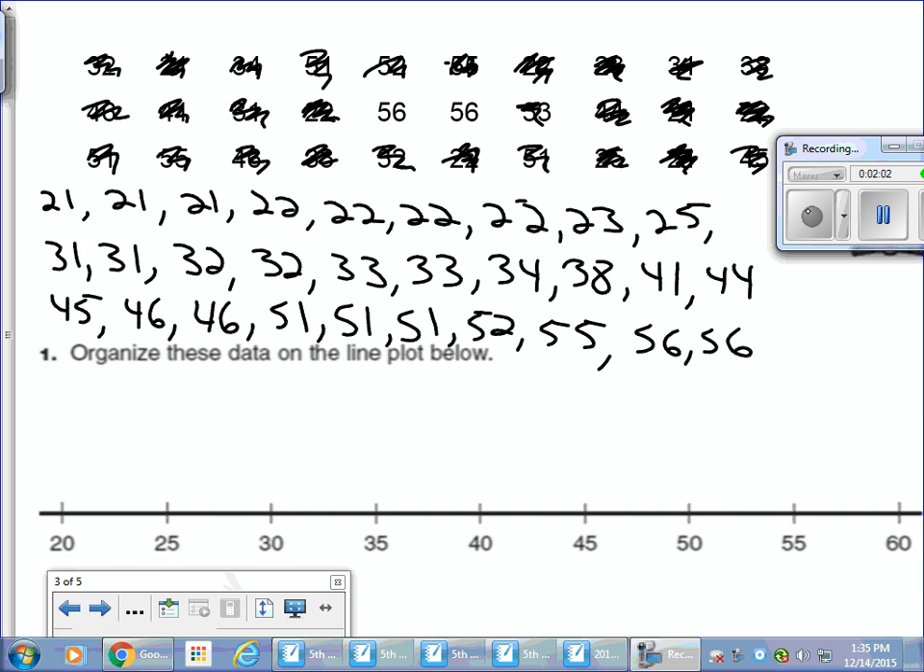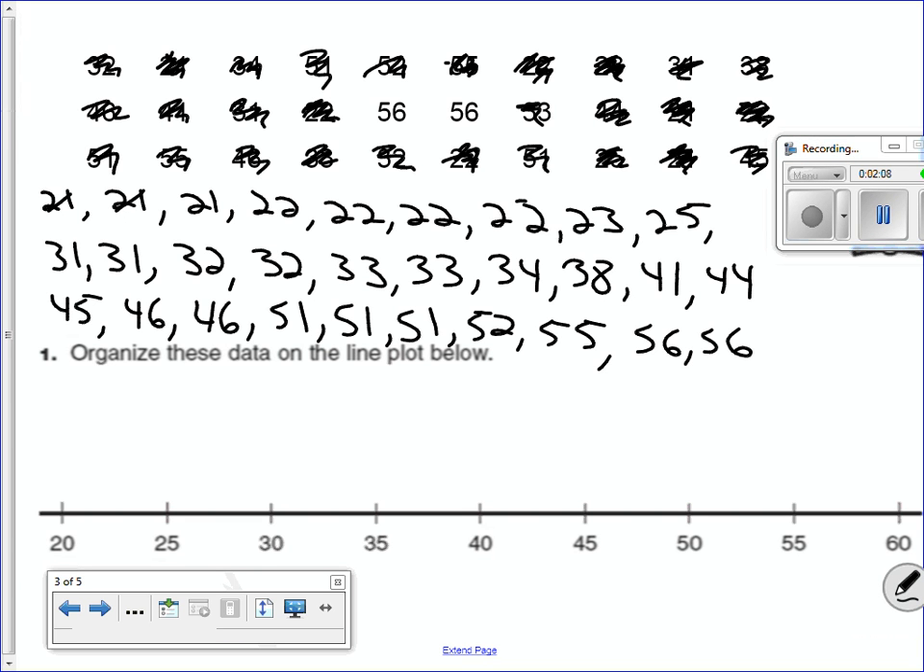All right, this is how you put this on this line plot here. Let's take a look here. So I got some 21s. I have 1, 2, 3 21s here. 1, 2, 3. Got a couple 22s. We have 3, 4 22s. 1, 2, 3, 4. The 23 right here. 1. How many 25s do I have? I have 1 25.